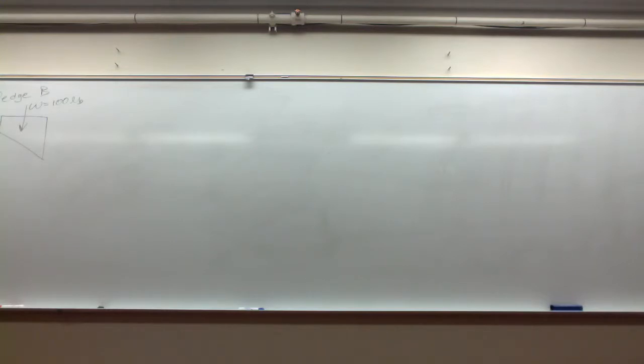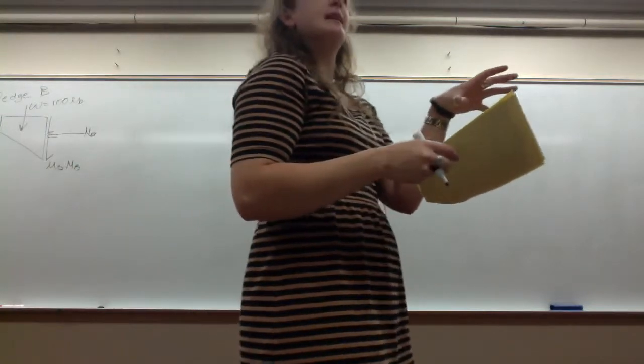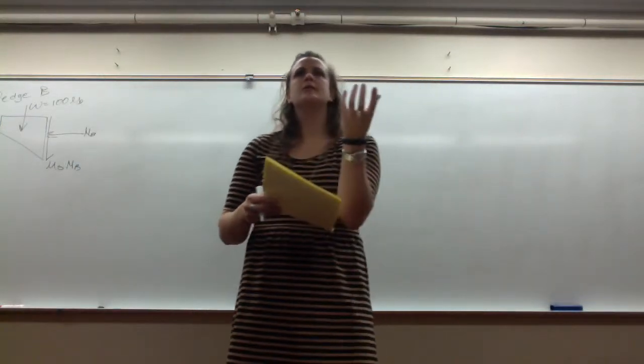So our motion is impending upwards. So our friction force between the wall and wedge B is oriented downwards. You also have a normal force, NB.